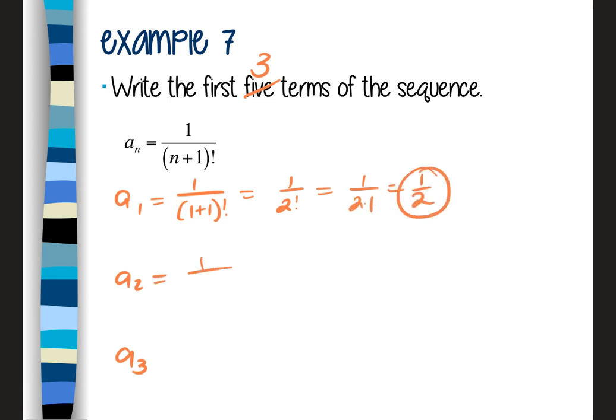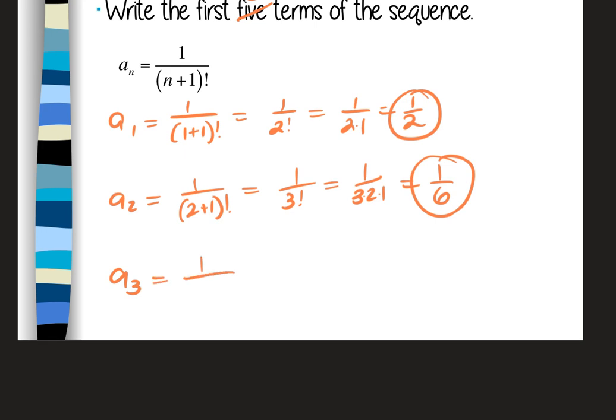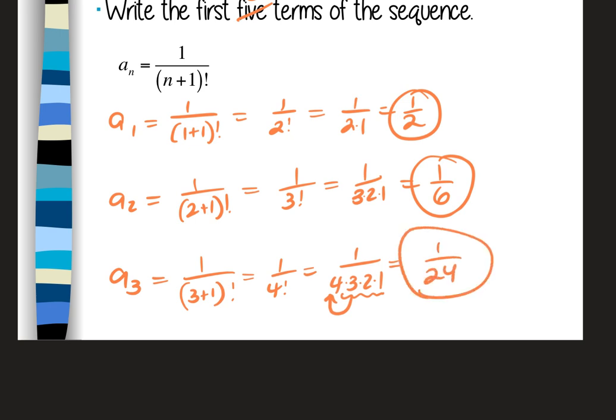Then I do 1 over 2 plus 1 factorial. 1 over 3 factorial, which is 1 over 3 times 2 times 1, or 1 over 6. And then I do 1 over 3 plus 1 factorial, 1 over 4 factorial, which is 1 over 4 times 3 times 2 times 1. Now we know 3 times 2 times 1 was 6, so all you have to do is take what you just did the last time and multiply it by 4: 1 over 24.